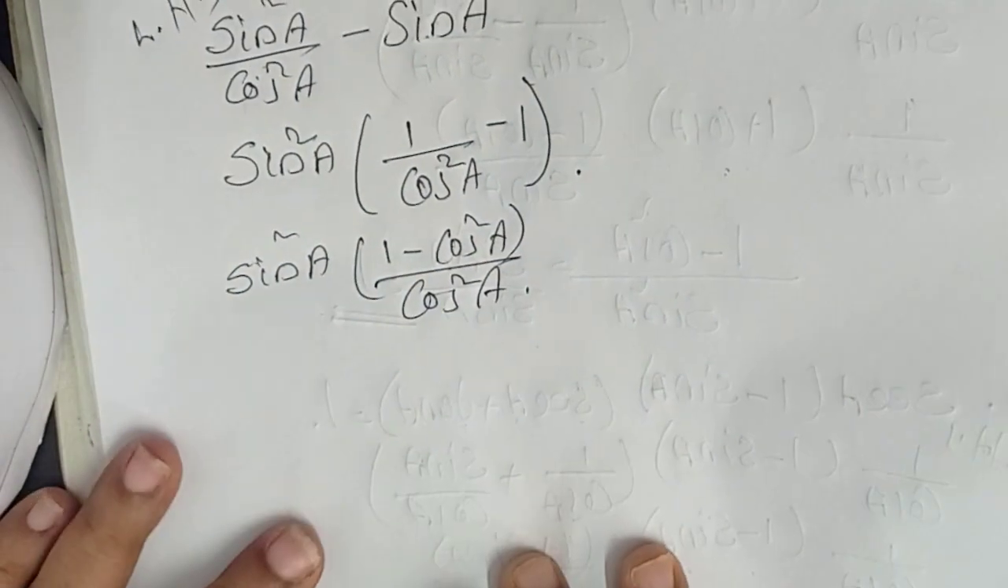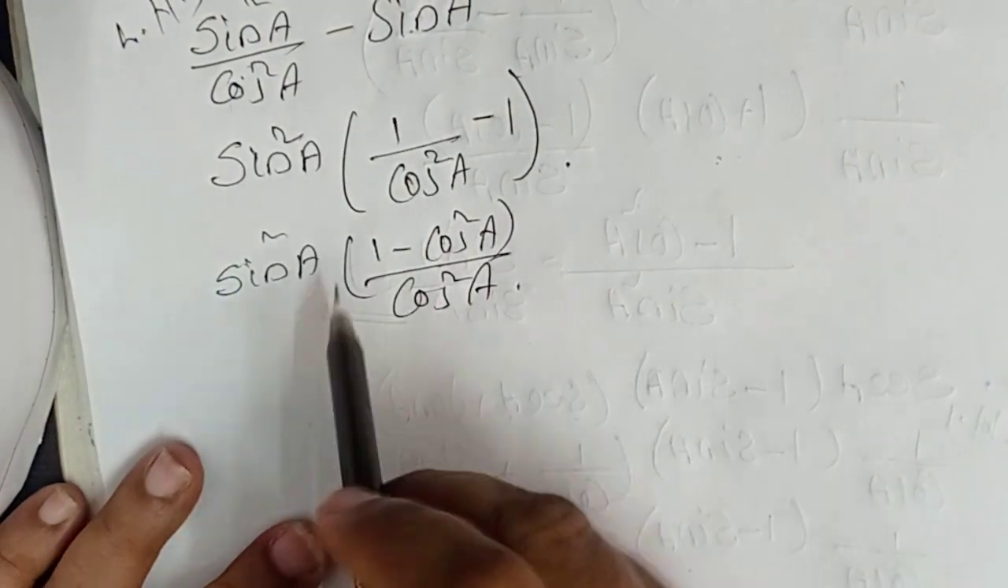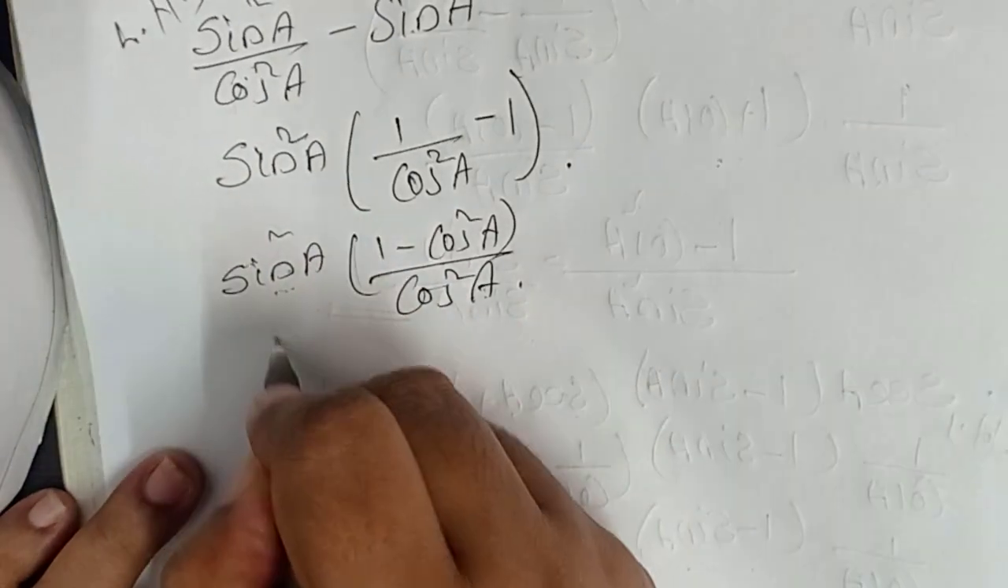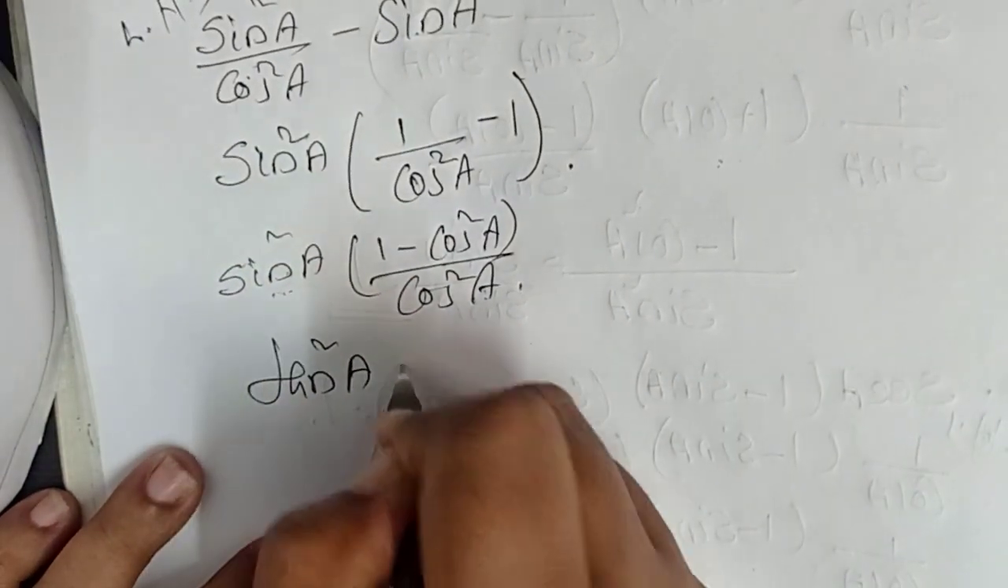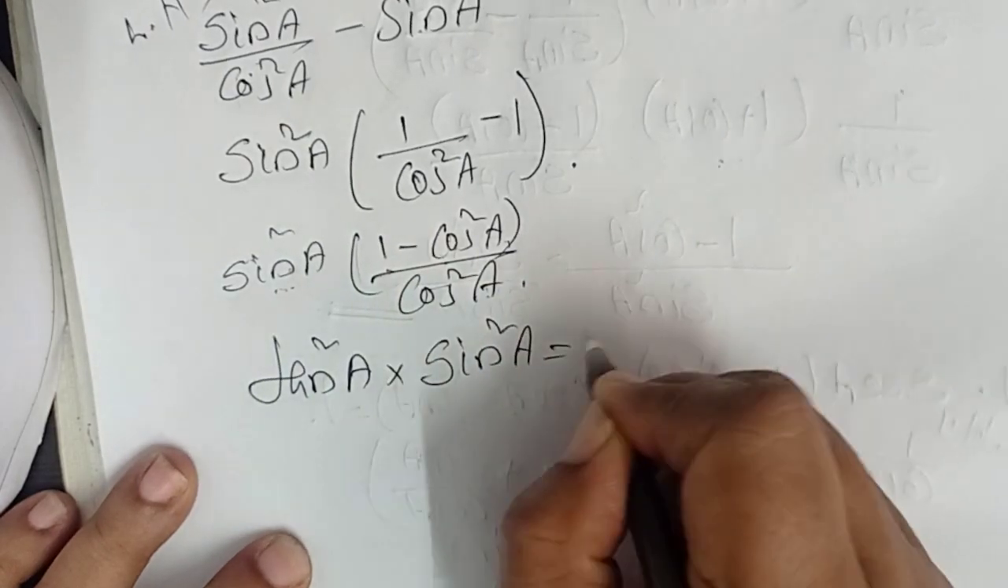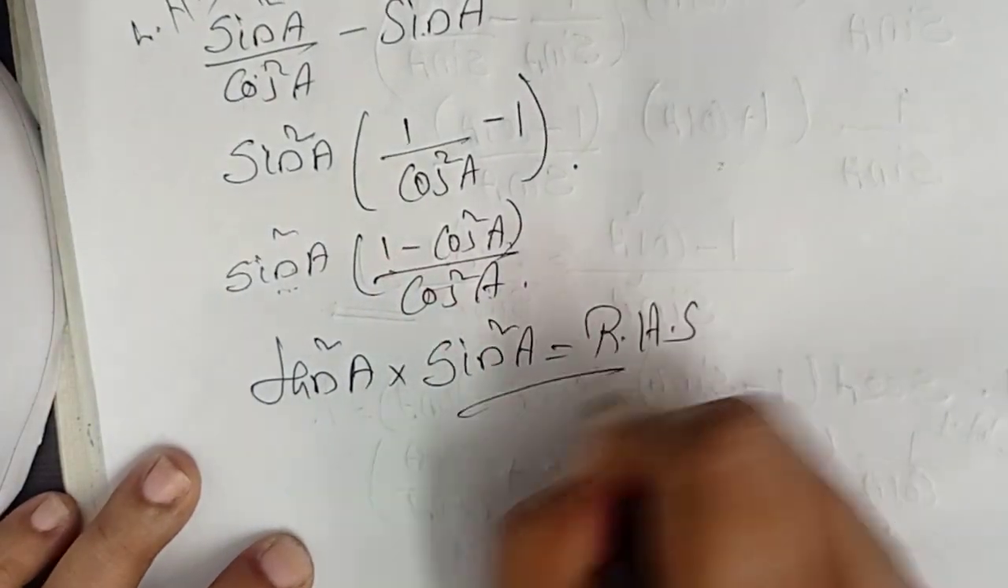Agree? This is all simple maths. What is sin square A by cos square A? Look at the board. Sin square A by cos square A is tan square A into 1 minus cos square A is sin square A. That is the RHS.